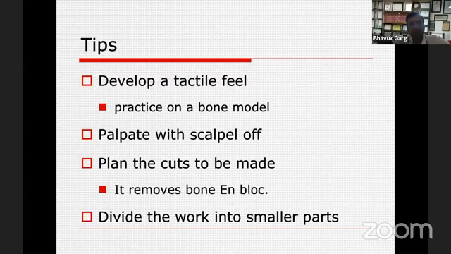So the tips are, you have to develop a tactile feel, so you can practice on a bone model beforehand. You can palpate with the scalpel off, so when you are reaching the inner cortex, you can always feel whether you have breached the inner cortex or not. Always plan your cuts before, and divide the work into smaller parts. One of the advantages is that you can take a large piece of bone with this, but it is always better to divide your work into smaller parts. So again, there are fewer chances of injury.